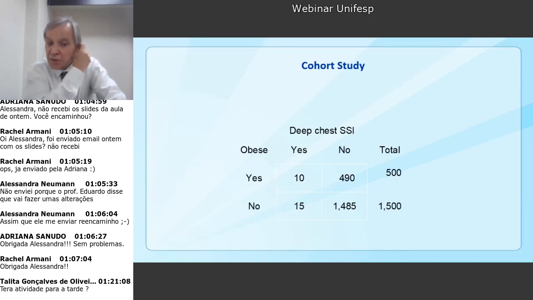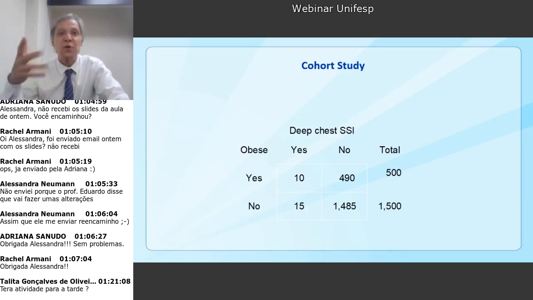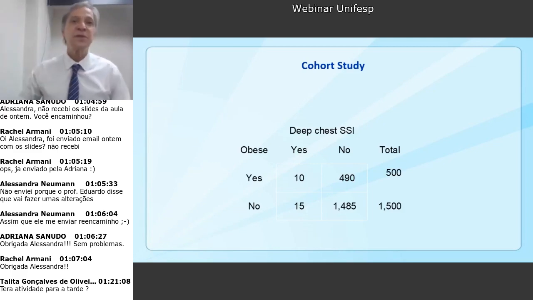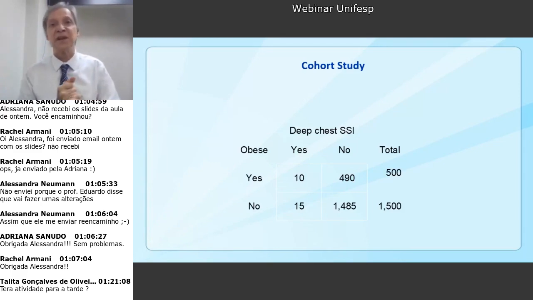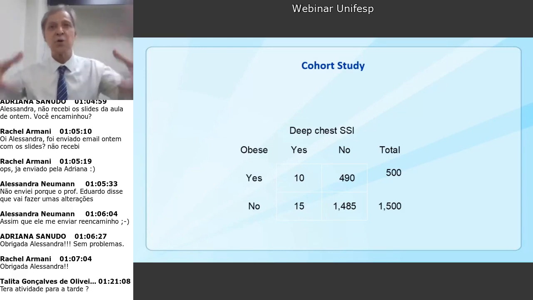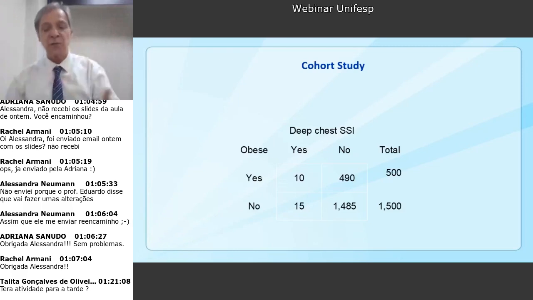Okay, so the other group is 15 by 1,400. So it would be like a 1%. So you have a risk ratio of about 2 to 1, 2.5 to 1. You see that? So here you can say that people who are obese going through thoracic surgery, they are 2.5 times more likely to develop infection than the other group. There's a real probability, likelihood on a ratio.